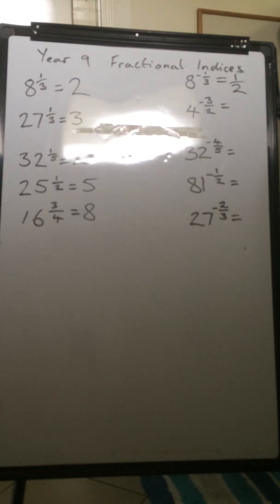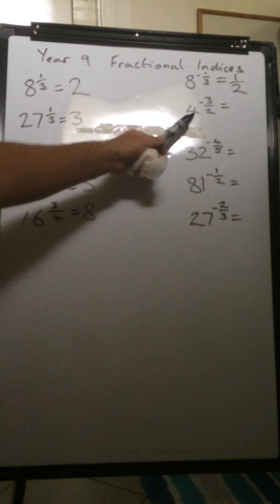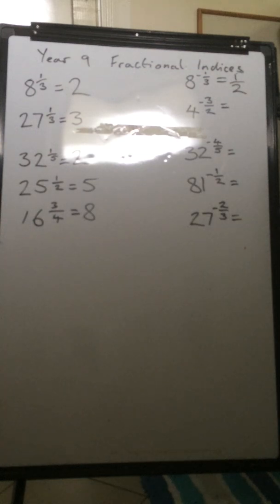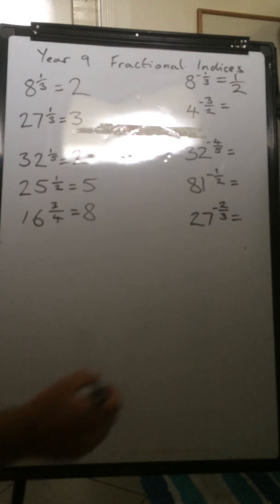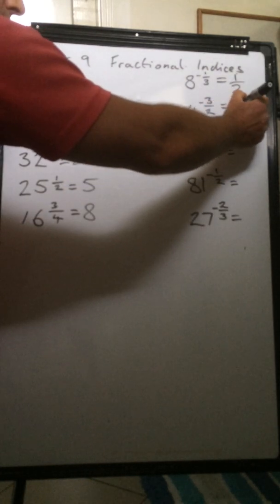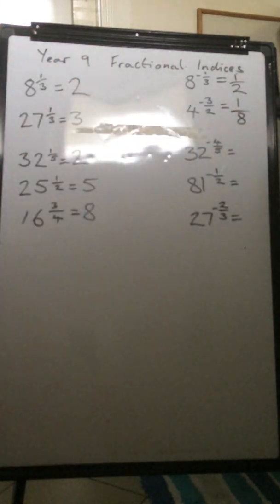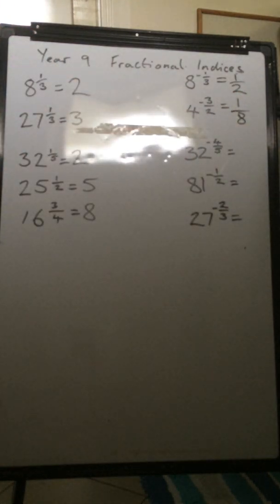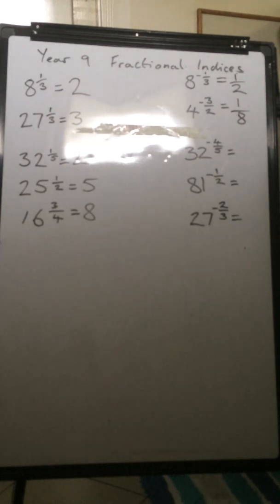On the next question, we've got 4 to the power of negative 3/2. In this case, we're asking what is the square root of 4, which is 2, and then what is 2 cubed? 2 cubed is 8, but can the 8 remain in the numerator? No, because we've got a negative index. So the answer is 1/8.